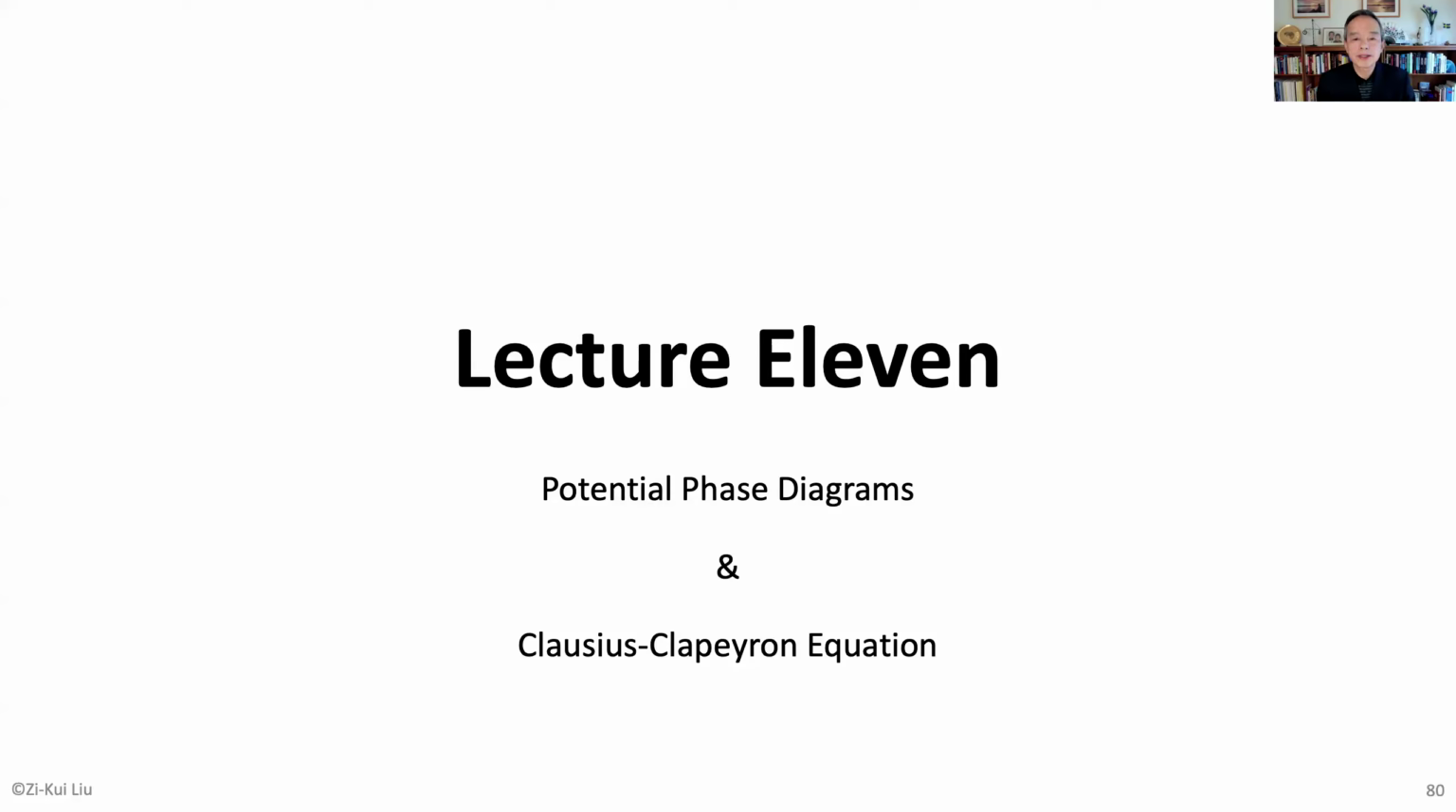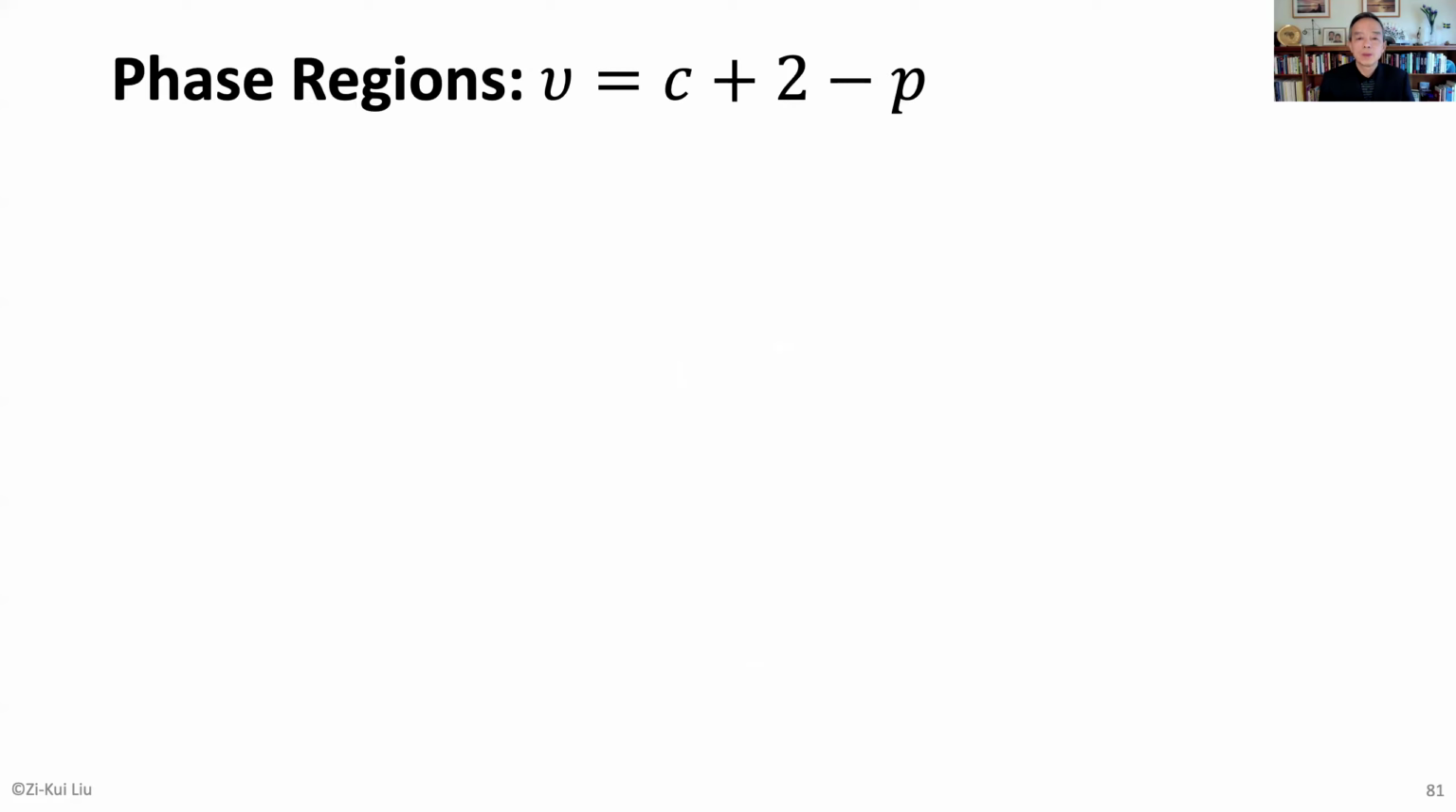Today, I will present Lecture 11, Potential Phase Diagrams and the Clausius-Clapeyron equation. In the last lecture, we talked about the Gibbs phase rule. So today, we're going to talk about the phase regions in terms of the Gibbs phase rule. The Gibbs phase rule is represented by this equation.